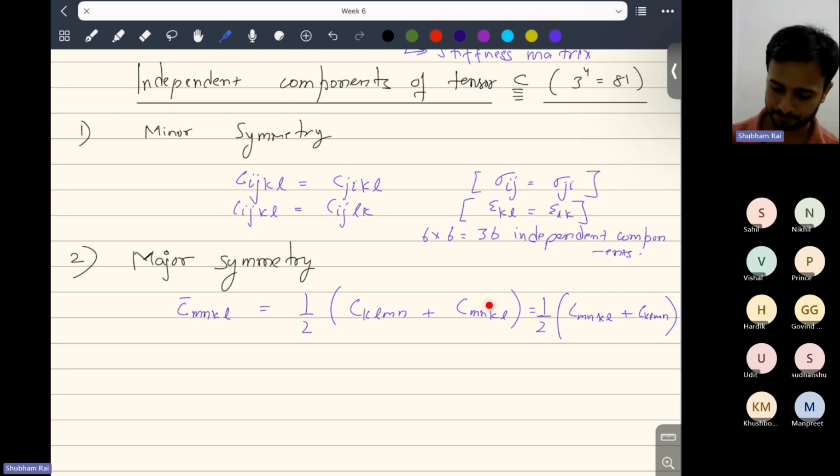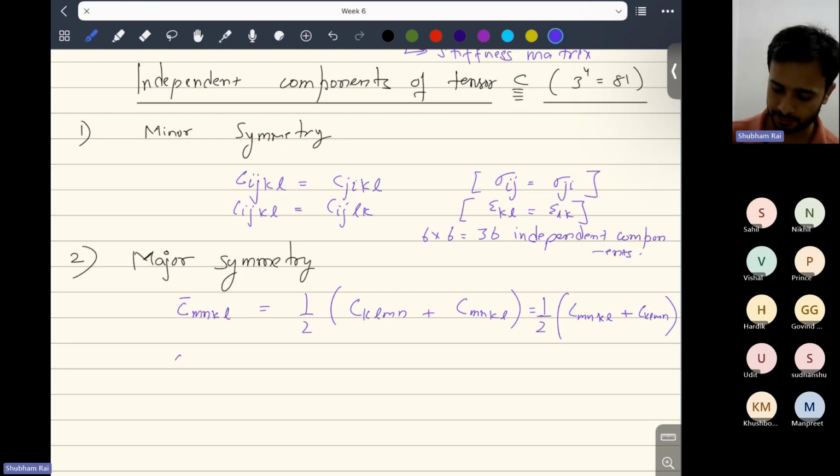So initially we were interchanging the first two indices and the last two indices. Now we are interchanging the first two indices and the last two indices combined together. Initially, for minor symmetry, we were interchanging individually, like if we take the first two indices, we interchange IK with JN and KL with LK. But now we are taking KL as one term and MN as one term, and then interchanging them. So this is known as major symmetry.